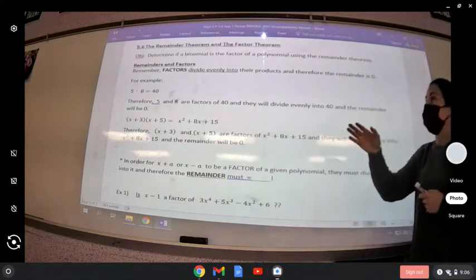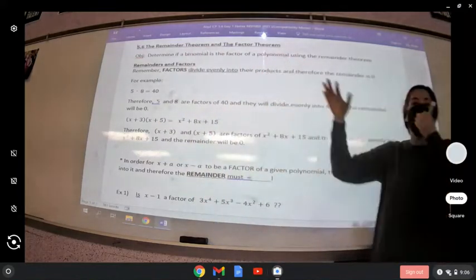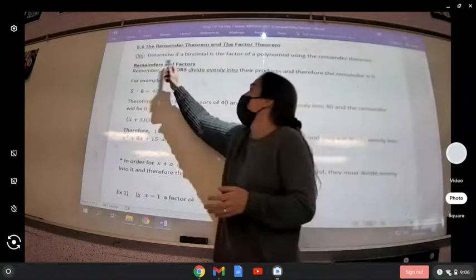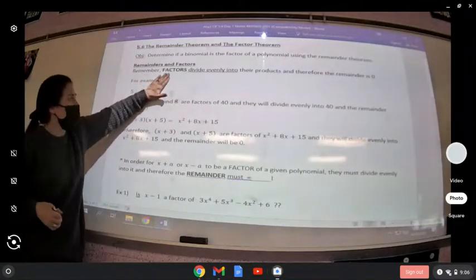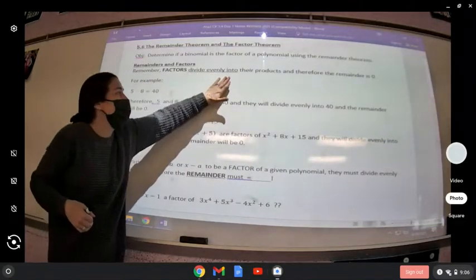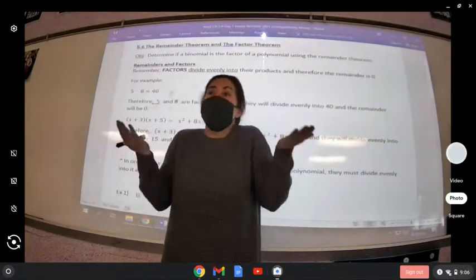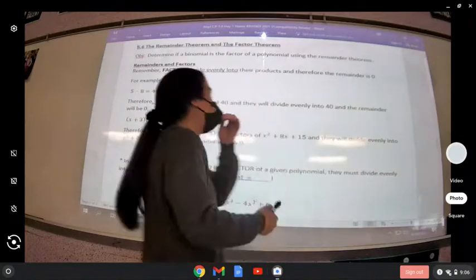Okay, this section is going to be about the remainder theorem and the factor theorem. So if we're going to work with these theorems, you have to remember what it means for remainders and factors. So remember, factors divide evenly into their products, and therefore the remainder will be 0. When something divides evenly in, the remainder is 0. We know that. We learned that in elementary school, okay?